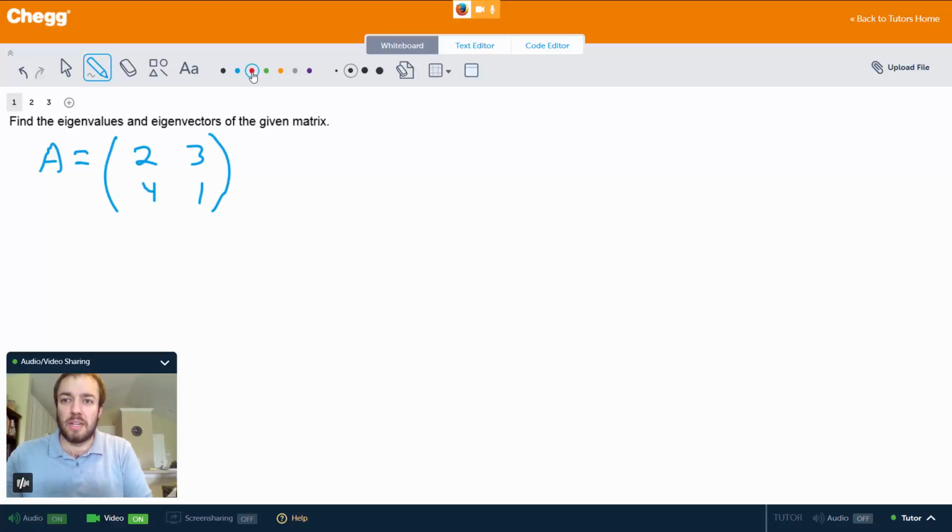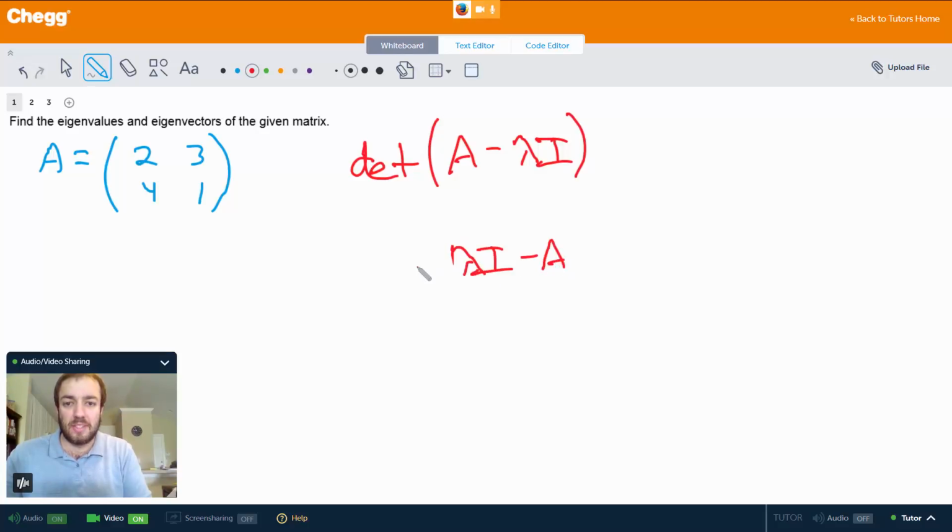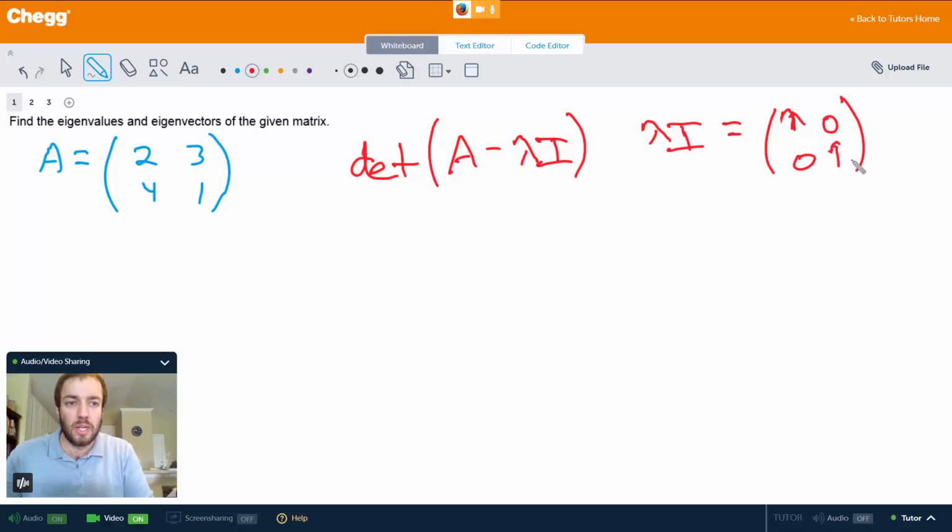To find the eigenvalues, we want to consider the determinant of the matrix A minus lambda I. You might see this as lambda I minus A instead, and that's actually completely equivalent. It doesn't matter which one you consider, it's exactly the same thing either way. So what is lambda I? Since we're dealing with 2x2 matrices, I is the identity matrix 1, 0, 0, 1, and lambda is just a scalar multiple. So lambda I is lambda, 0, 0, lambda.